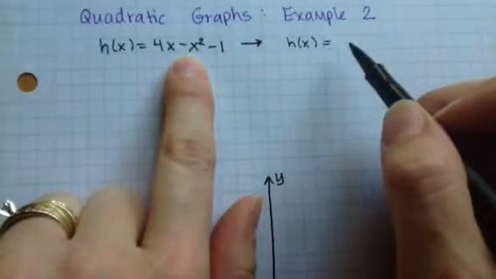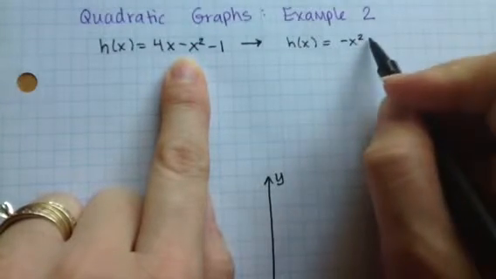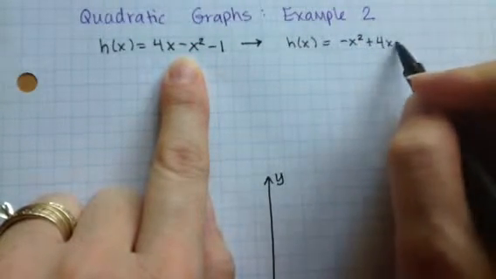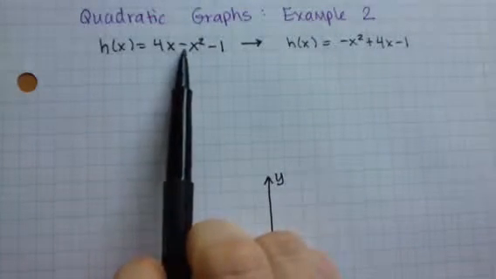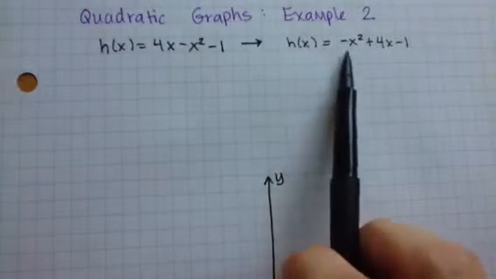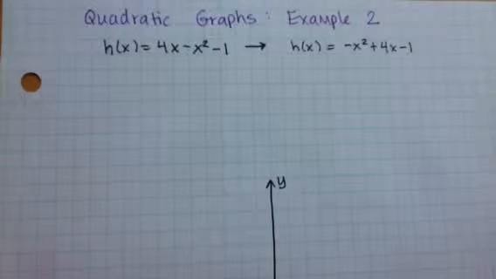So instead of 4x minus x squared, I'm going to make it negative x squared and then plus 4x minus 1. Remember that the operation of subtraction is the same as saying the opposite of x squared, and so we want to keep that sign with the term.